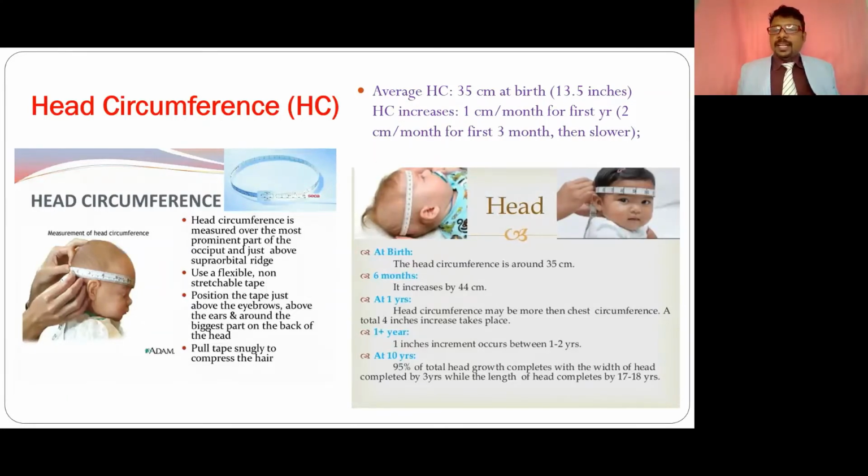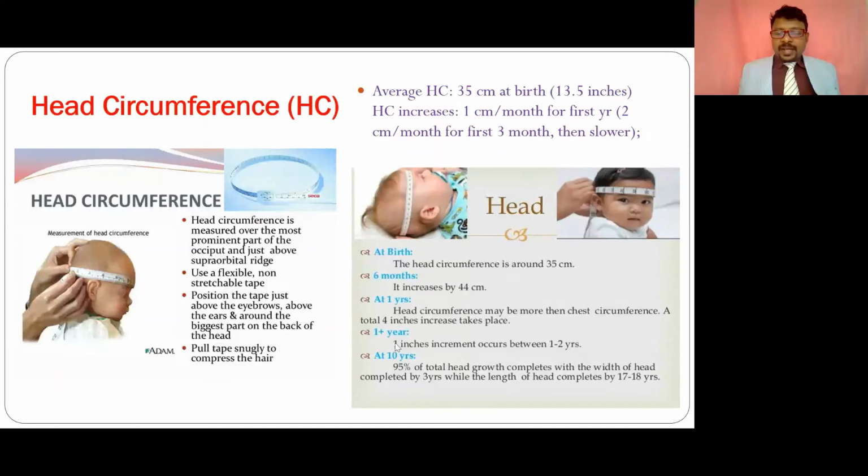It should be 35 centimeters at birth. According to the baby's growth, the circumference size may change. At birth it should be 35 centimeters. At the 6th month it should be 44 centimeters. At the age of 4 years, the head circumference may be more than the chest circumference. A total increase of 4 inches takes place: initially 13.5 inches, and at the age of 1 year it will be 17.5 inches. That is the normal head circumference.